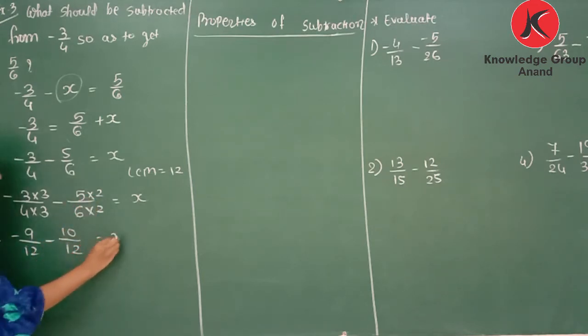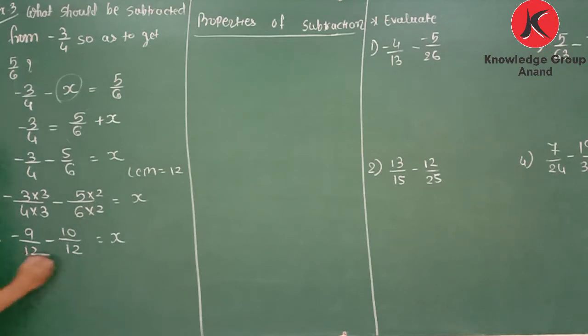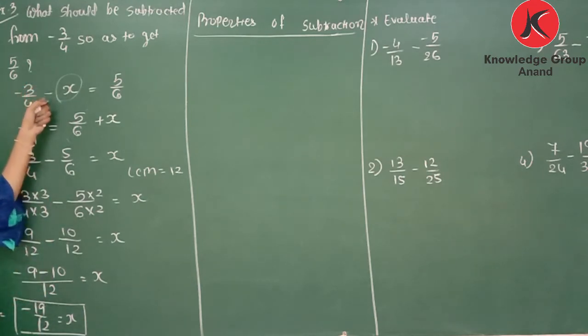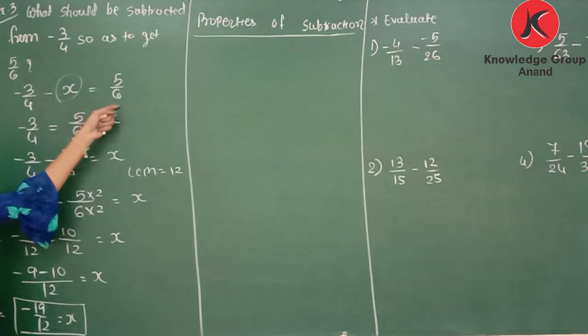5 2s are 10, and the denominator is 6 becoming 12. Now here the denominator is the same, so we can write minus 9 minus 10 divided by 12. So here minus 19 by 12 is equal to x. So which number should we subtract from minus 3 by 4? If we subtract minus 19 by 12 from minus 3 by 4, we will get 5 by 6.